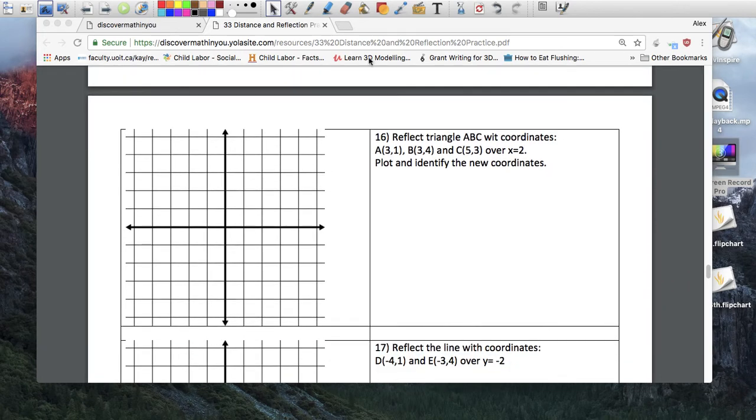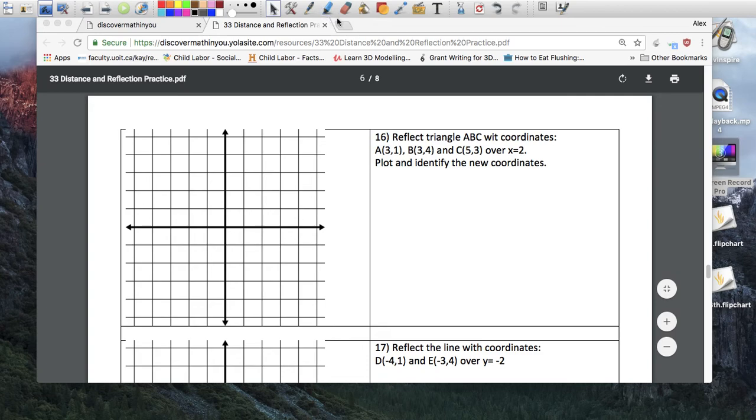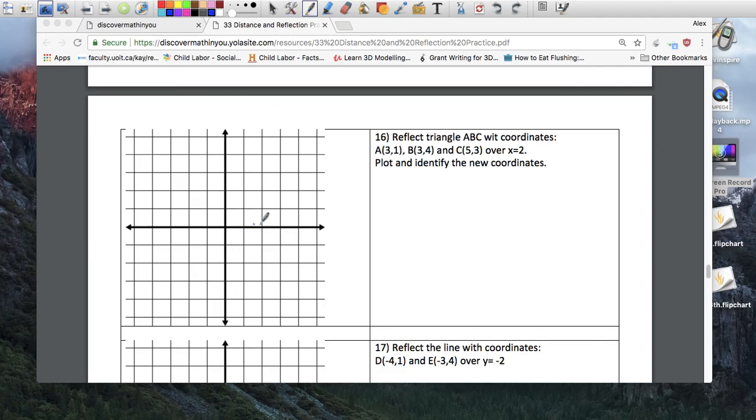Reflect triangle ABC. A is 3 over 1, 3, 1. So this one I think is much easier. B is 3, 4. C is 5, 3. So here is your triangle ABC. And we're going to reflect over x equals 2. Let's find x equals 2. Here's my x-axis. This is 0. This is 1. This is 2. So this is 2 right here. Let me make a little tick. Let me stretch that line.